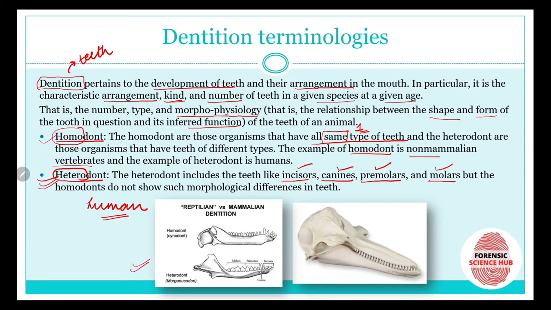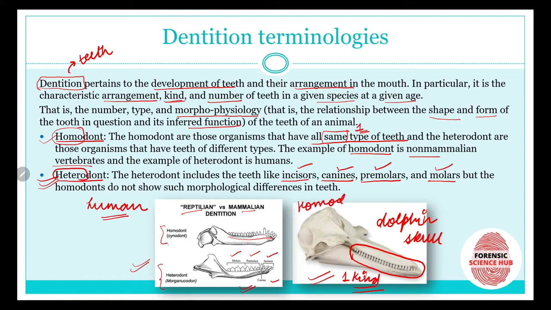If you look at this picture, this is a reptile versus mammalian dentition. Here you can see a homodont dentition. All the teeth are of only one kind, as seen in reptiles, whereas here we have heterodont dentition, that is, different types of teeth: canines, incisors, premolars and molars. This is a picture of a dolphin skull. Here you can see all the teeth are exactly the same. Only one kind of tooth is present here. So this dentition is homodont dentition.